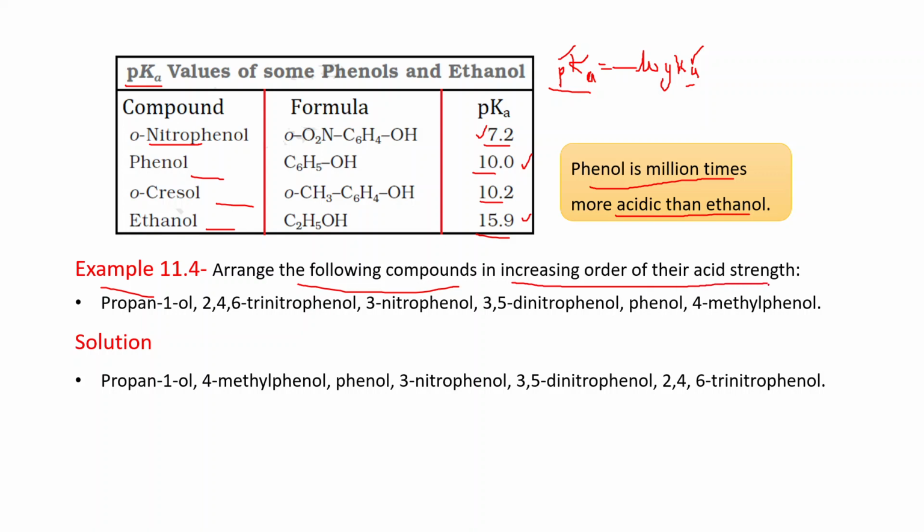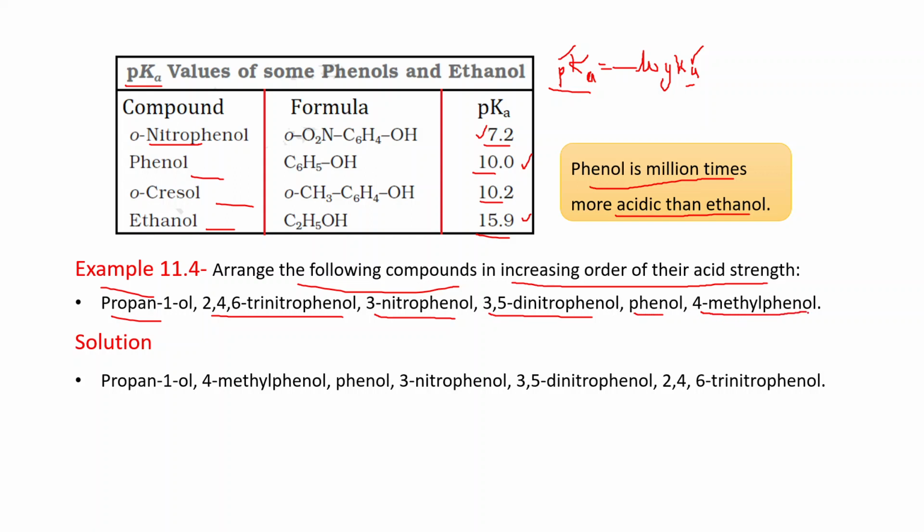Now summarize whatever we have discussed. Phenols are more acidic than alcohols. Is it clear? And in phenols, if a plus I group is attached, it decreases the acid strength, and if a minus I group is attached, it increases the acidic strength. Okay, now let us see. This is propan-1-ol, 2,4,6-trinitrophenol, this is 3-nitrophenol, this is 3,5-dinitrophenol, this is phenol, and this is 4-methylphenol.